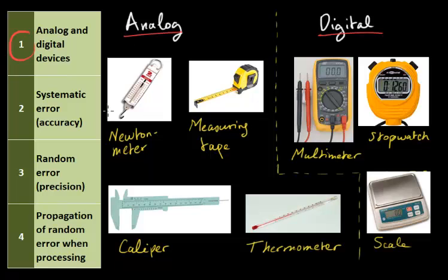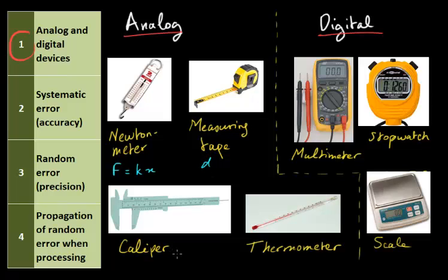Newton meter first on analog devices, it's to measure forces and it uses Hooke's law, which states that force is proportional to the extension of a spring, and therefore if we calibrate the Newton meter properly, we have a direct correspondence between how much the spring extended and how much tension force was applied to the Newton meter. Then we have measuring tape to measure distances.